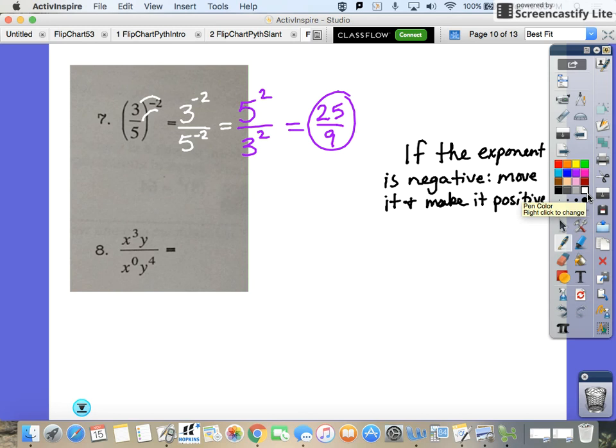And our last example is just a bunch of variables. So this first part, we have some x's in the numerator and in the denominator. Where do we have more? That would be in the top. And 3 is 3 bigger than 0. So we have 3 more in the top.